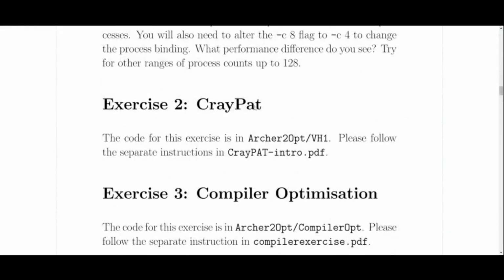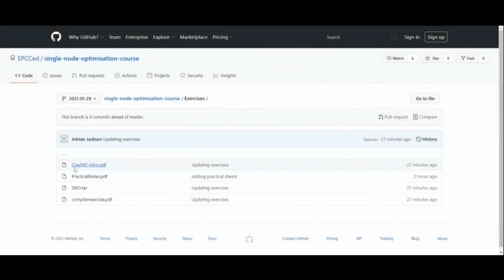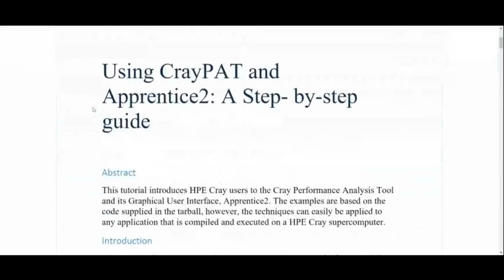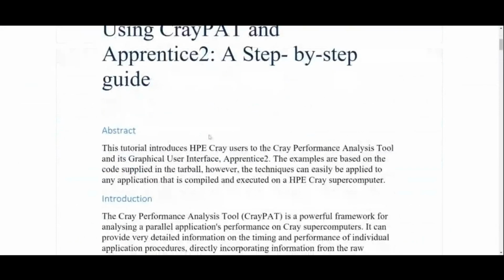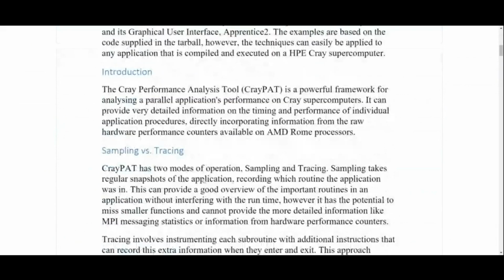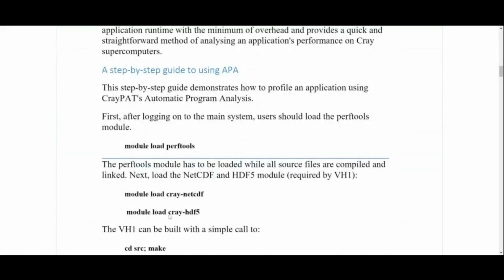We're now on to exercise 2, CrayPat. This CrayPat exercise has its own handout, called CrayPat intro. What you want to do is read this and go through what it tells you to do. There were some small mistakes in the source code I gave you and in the handout for this profiling practical earlier, so I've updated these. This one should now be fully updated. Yes, it's got the module load cray-hdf5. But if you do run into any other problems on this practical, do let me know.